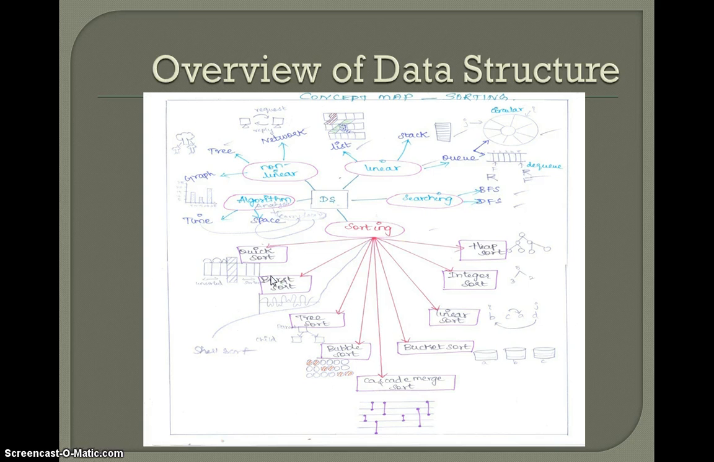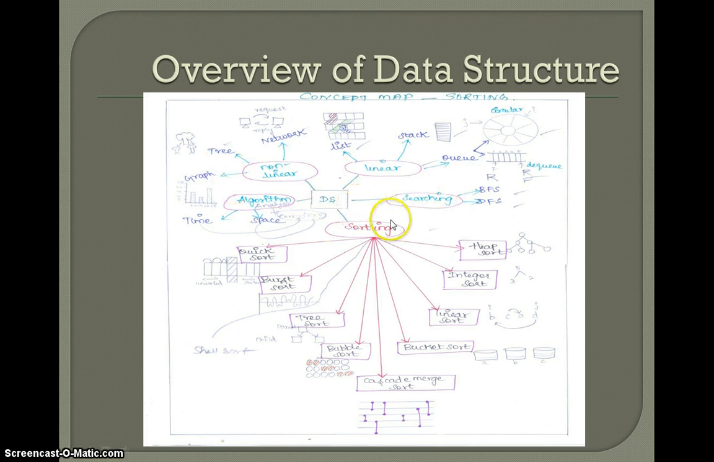When we go for the non-linear data structure, again it is classified into three groups. One is the network type of data structure, another one is the tree type of data structure, and the third category is the graph type of data structure. The non-linear data structure can be classified into these three groups.